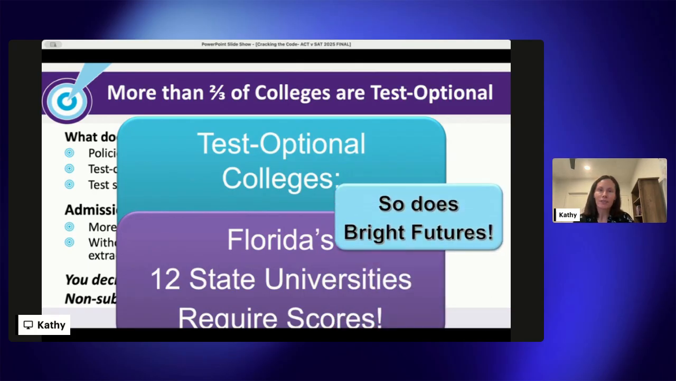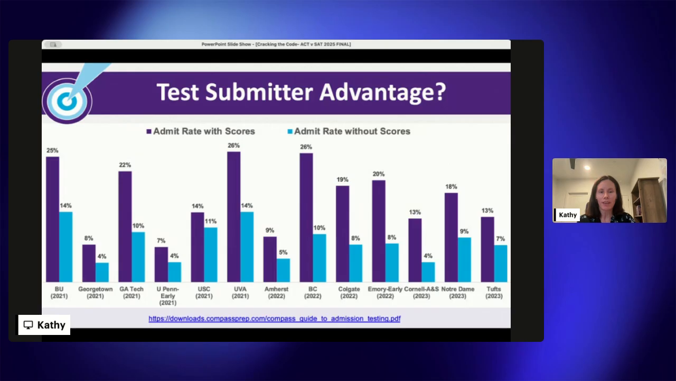Again, we work with a lot of Florida students, so just be aware that our 12 state universities never went test optional and continue to require scores. University of Miami is joining them this fall as well, as does the Bright Futures Scholarship, with a couple of exceptions. Test submitter advantage: again, you can see some data.